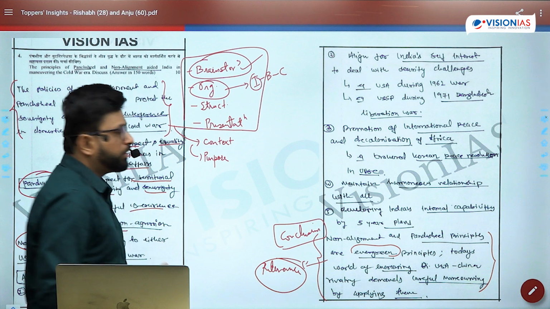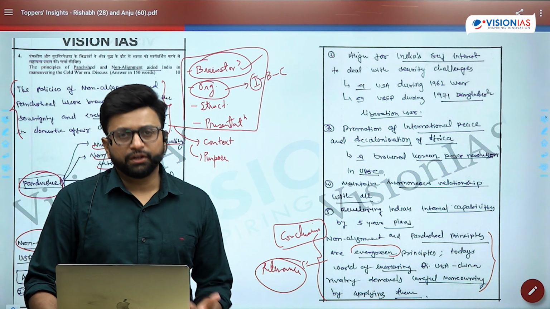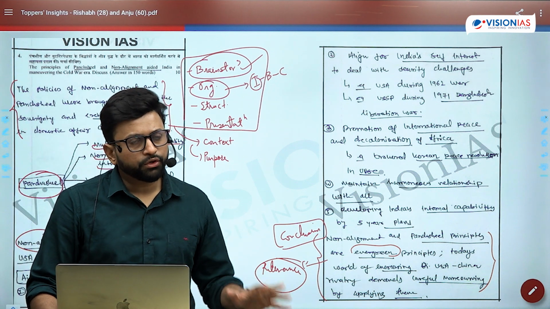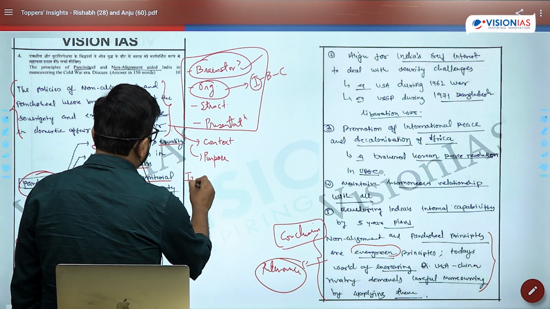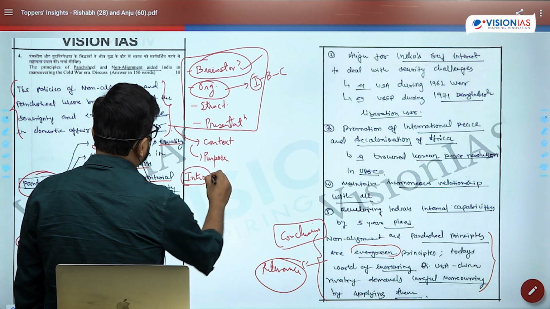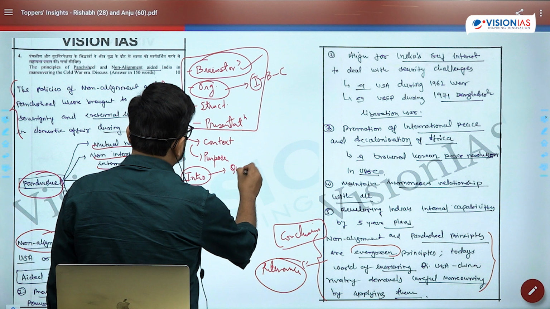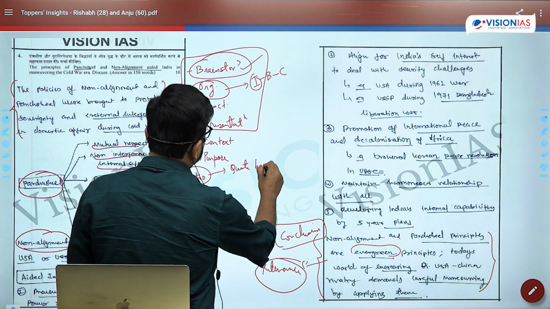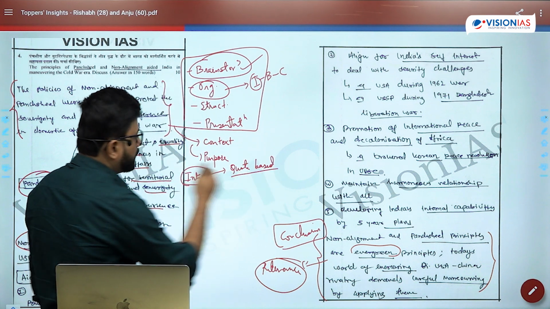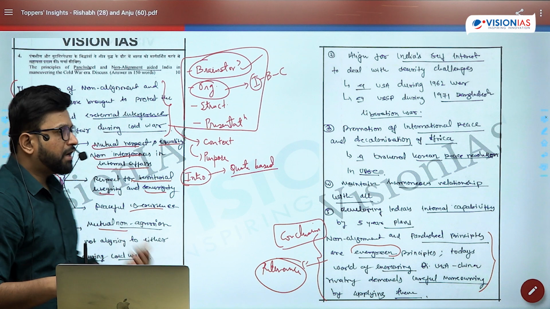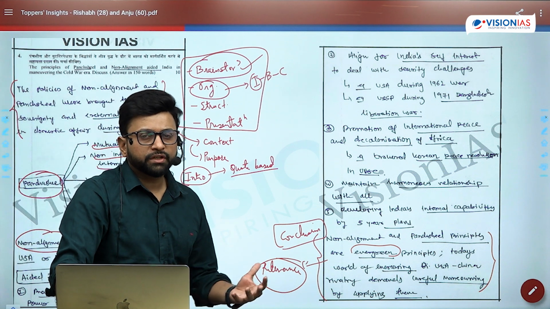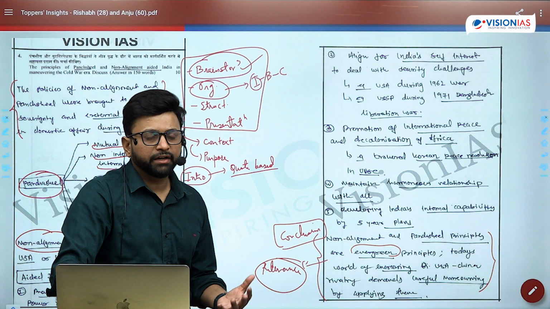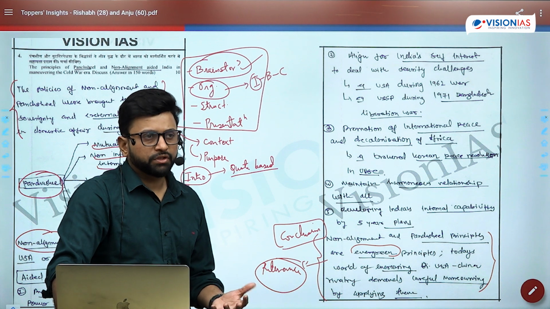Now, how else could you have written a different introduction? This is a good introduction, but you could also have given an introduction in the form of a quote-based introduction. Here you could talk about Jawaharlal Nehru's quote about non-alignment: that non-alignment to us is not about neutrality, it's about a principled approach, something like that.